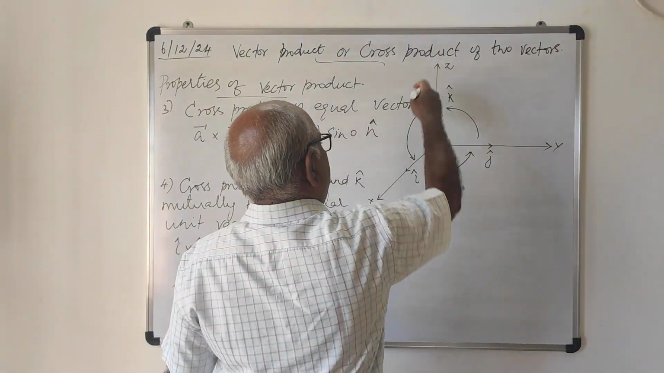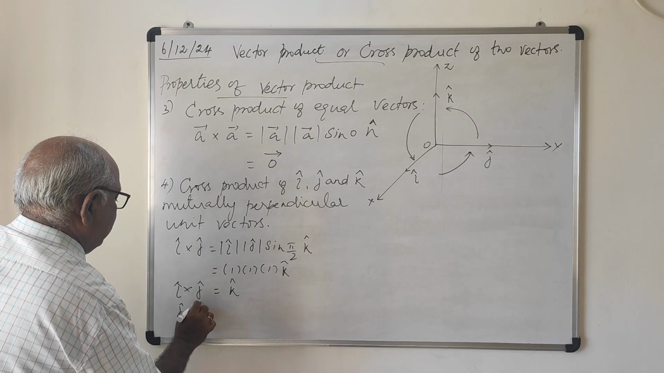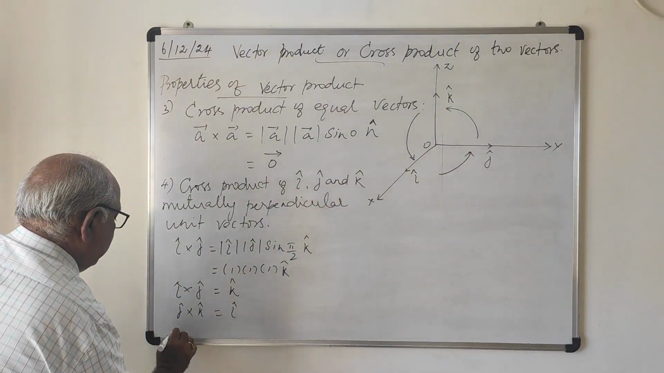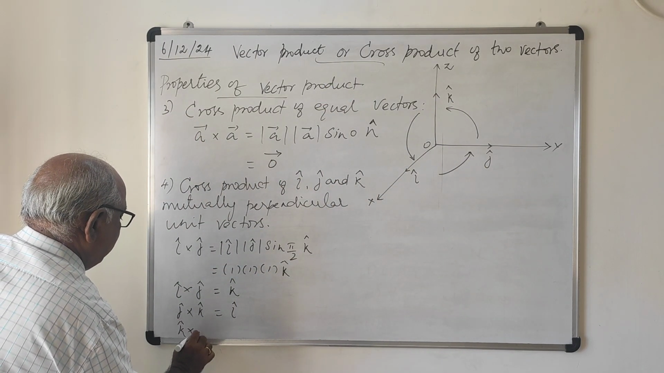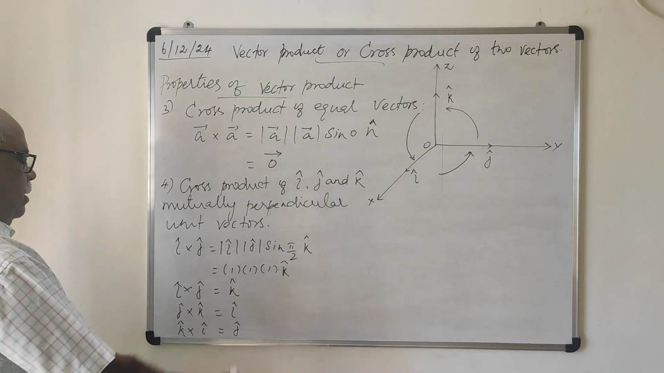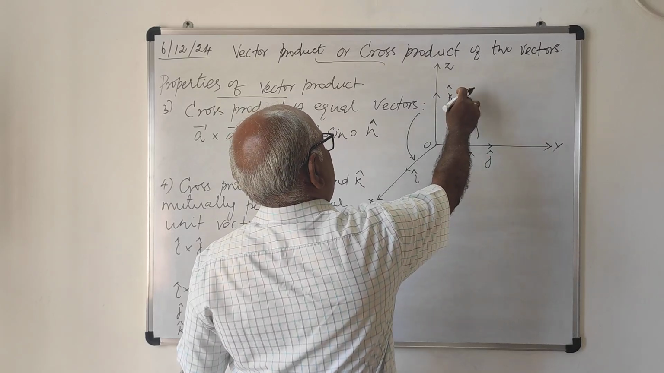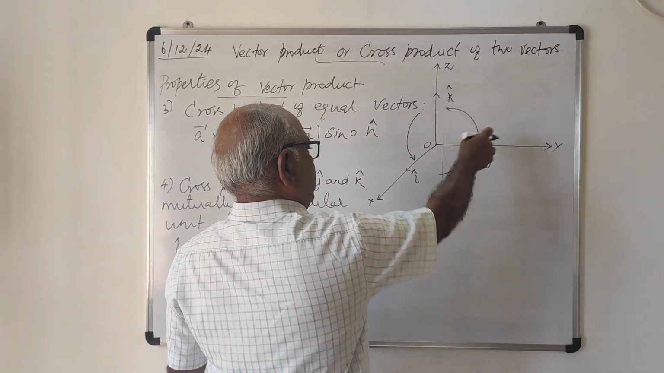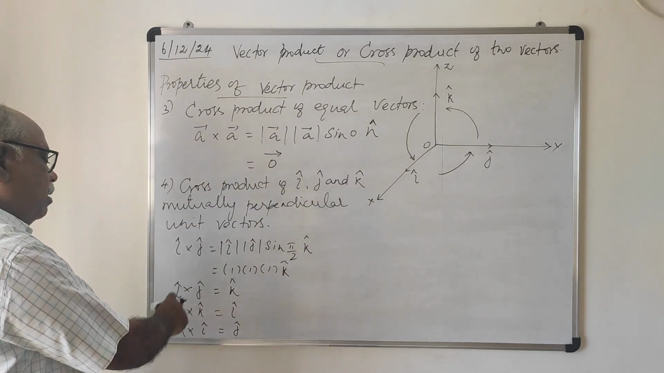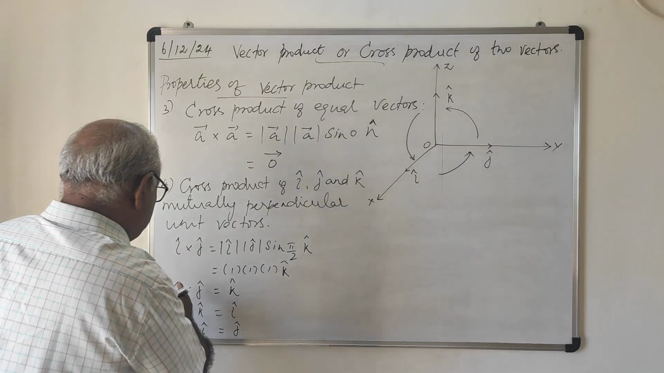Similarly, J cross K is I, and K cross I is J. So I cross J is K cap, J cross K is I cap, K cross I is J cap. This is the cross product of mutually perpendicular unit vectors, and also the reverse direction.